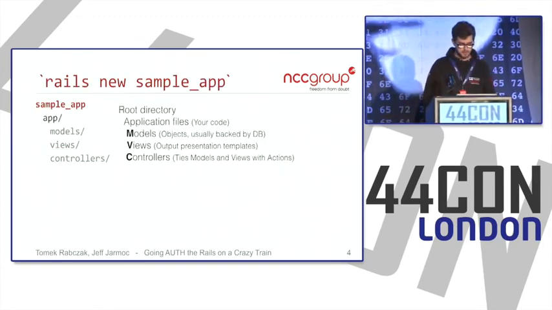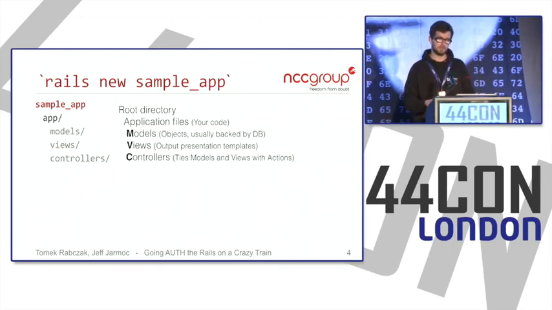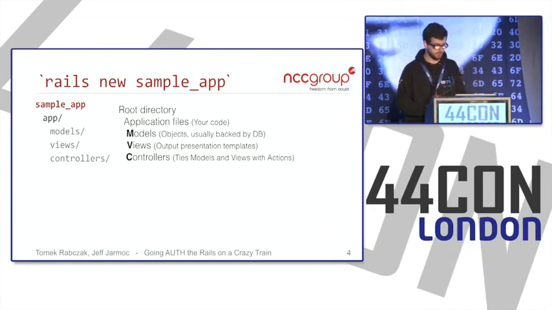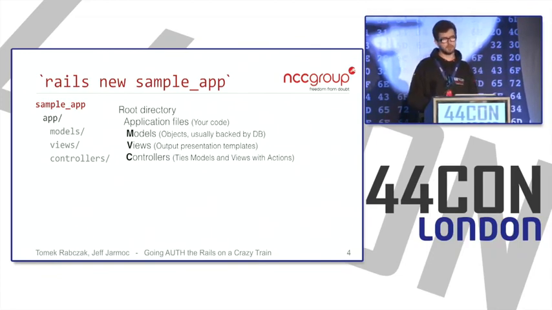So let's talk about the structure of a Rails application. This is the structure that starts to get generated when you run rails new sample app. There's a lot more files, but I'm only touching on the ones that are interesting here. So Rails is an MVC architecture. What you'll see in the app directory is a directory for models, views, and controllers. Models are the objects that get tied to your backend database. The views are the presentation templates that your users are going to see, and the controllers are the logic and the glue that put those two pieces together.